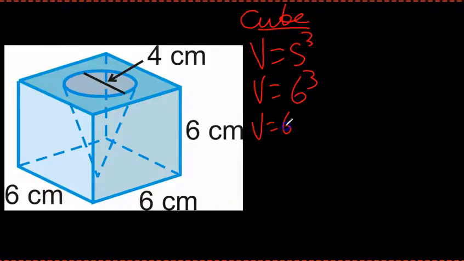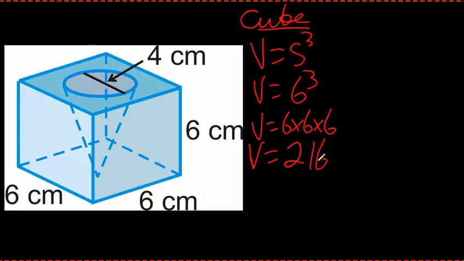So that's 6 times 6 times 6. 6 times 6 is 36, and 36 times 6 is 216. Of course, it's a cube.